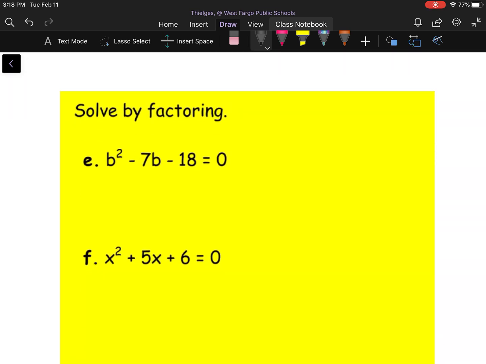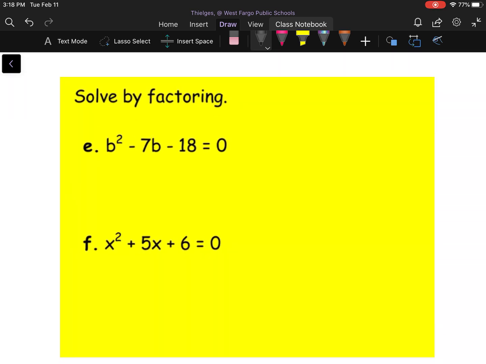Okay, so this is how this is going to relate to what we just did. What you're going to do is factor these before you do it, but you have to make sure it's equal to 0. So it's equal to 0, we're good to go. We're going to set this up so we can factor. So factors of negative 18, I think negative 9 and positive 2. So minus 9 plus 2.